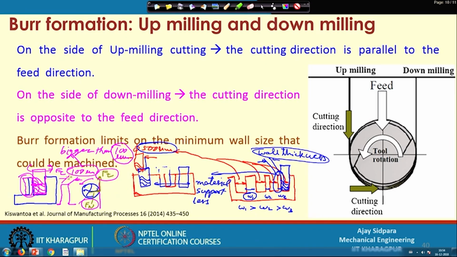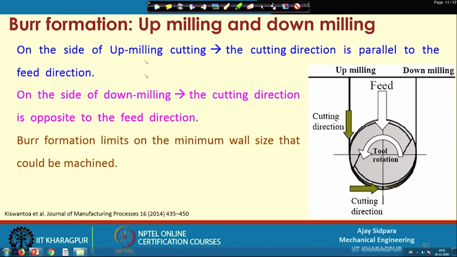So, this is the problem: wherever the wall size is very small, the material resistance will be very low. Because of that, the force exerted by the milling cutter will be more, and because of that force your wall will be bent, and then you will get a different wall thickness. So, there is a problem with this.